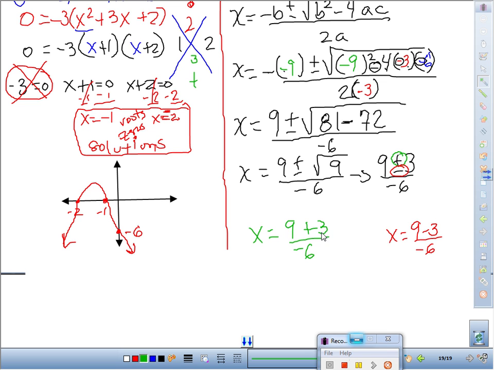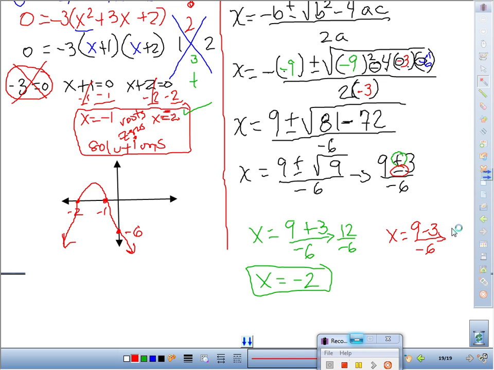All right, so let me simplify this one. What is 9 plus 3? 12 divided by -6. What is 12 divided by -6? -2. Did we get that on our first one with factoring? Yes, there it is.